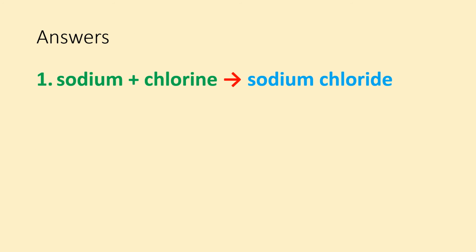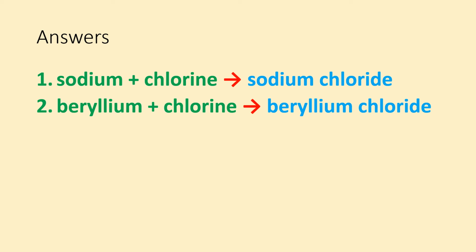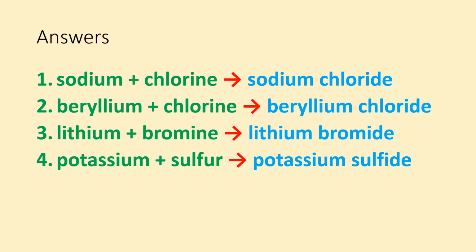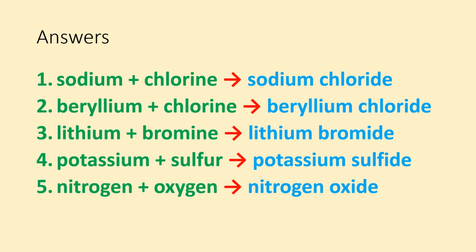So here are the answers. Sodium plus chlorine arrow sodium chloride. Beryllium plus chlorine arrow beryllium chloride. Lithium plus bromine arrow lithium bromide. Potassium plus sulfur arrow potassium sulfide. And nitrogen plus oxygen arrow nitrogen oxide. It's a literacy task really of picking out the correct information from the description.